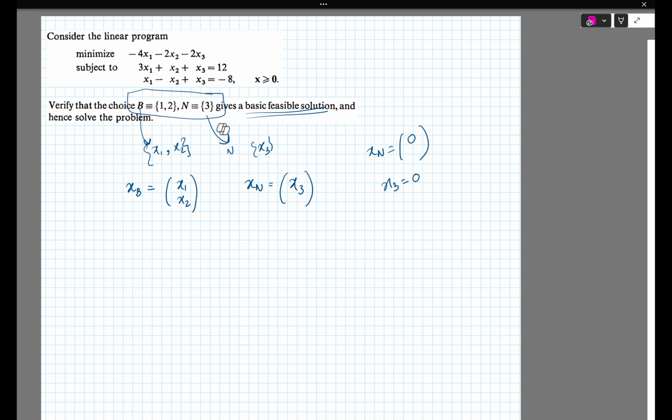4x1 equal to 4, so x1 has to be 1. If x1 is 1, then x2 is 9. So x1 equal to 1, x2 equal to 9, x3 equal to 0. Yeah, this looks correct. This is a basic feasible solution, right?